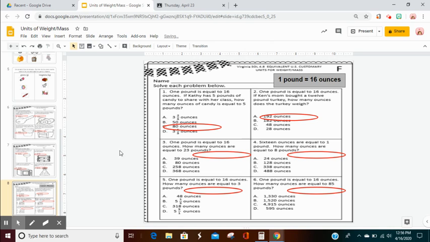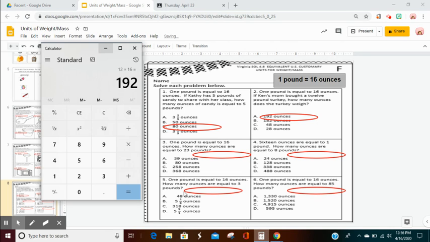All right, number 3. 1 pound is equal to 16 ounces. How many ounces are equal to 23 pounds? So they're giving us the pounds. They're giving us the big unit. We have to find the small. 23 times 16. 368 ounces.